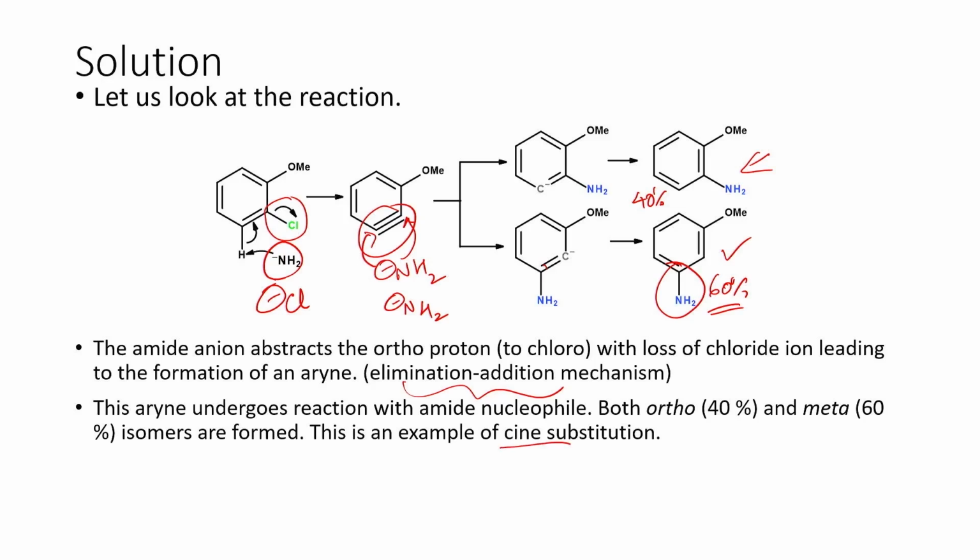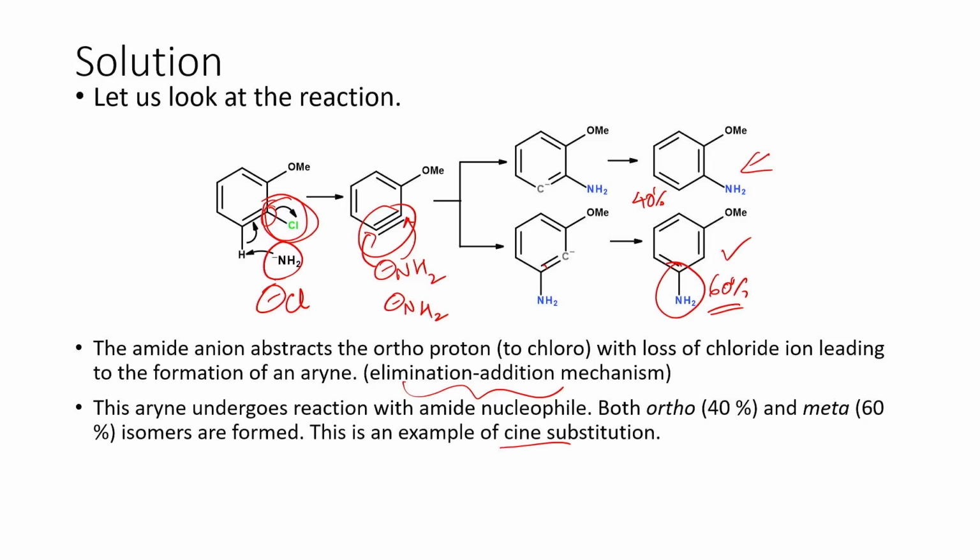So what is a cine substitution? In the cine substitution, one nucleophilic unit in the aromatic ring is replaced by another nucleophilic unit, but the incoming nucleophilic unit occupies a place which is different from the place where the nucleophile already left. So here chlorine leaves from a place which is ortho to the methoxy unit, and the second incoming nucleophile attaches itself to the meta position as the major product.